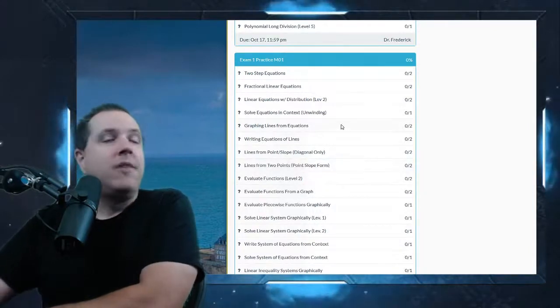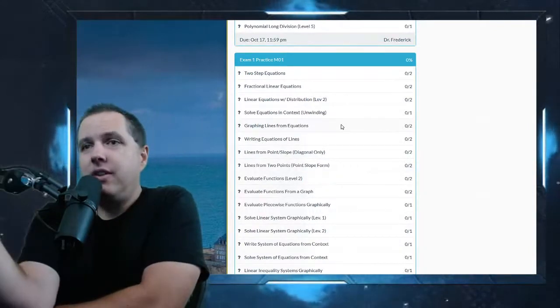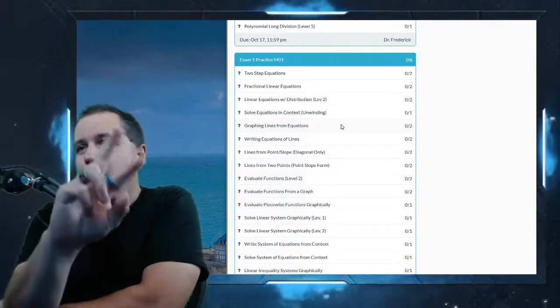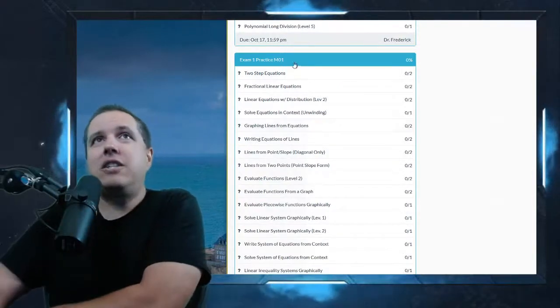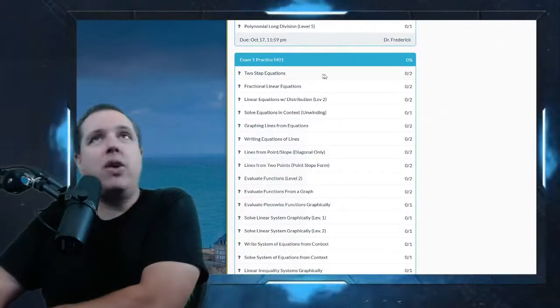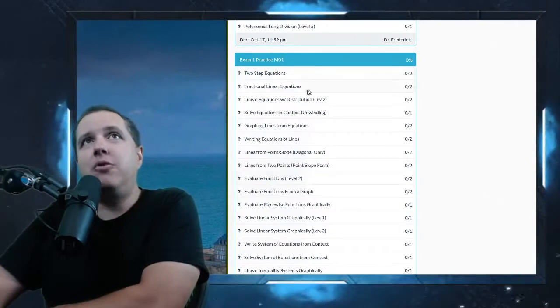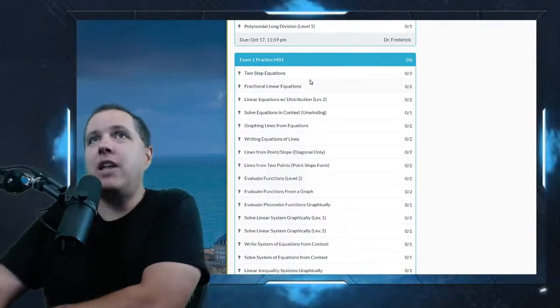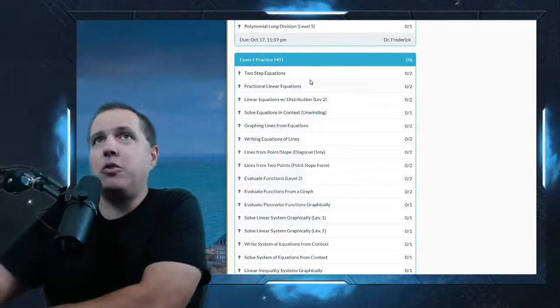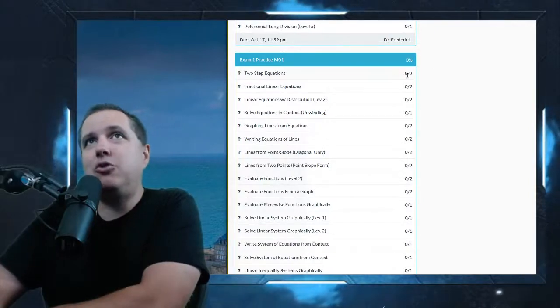Now, remember how it counts where you have to earn points to get to the next section? Like you have to do 2 of these 2-step equations right to get your 2 points and then move on to fraction linear equations. Now, what will happen on the test is I'll reduce these. See how some of these are going to make you do 2 problems correct in order to move on?